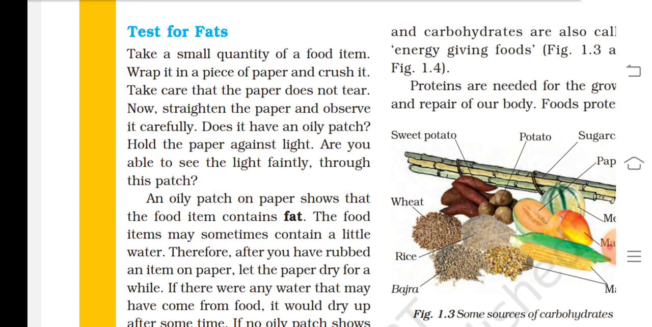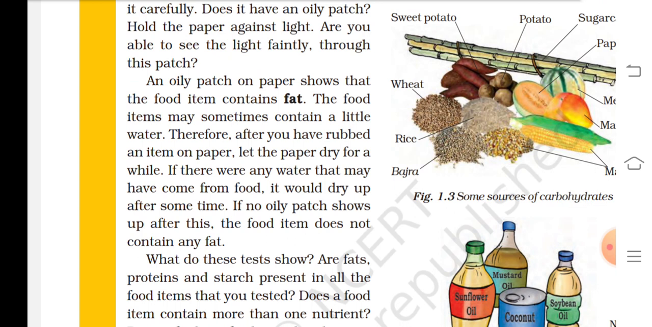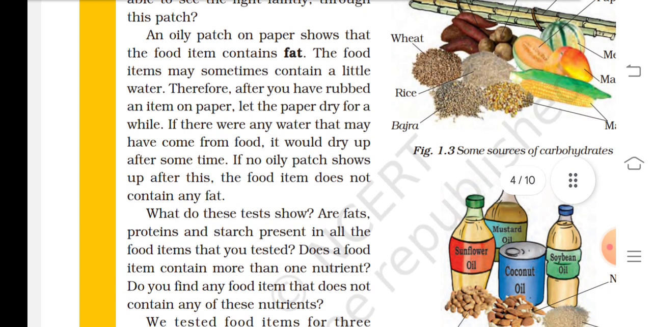Stand the paper and observe it carefully. Does it have oily patches? Hold the paper against light. Are you able to see the light faintly through that patch? Oil patches on paper show that the food item contains fat.